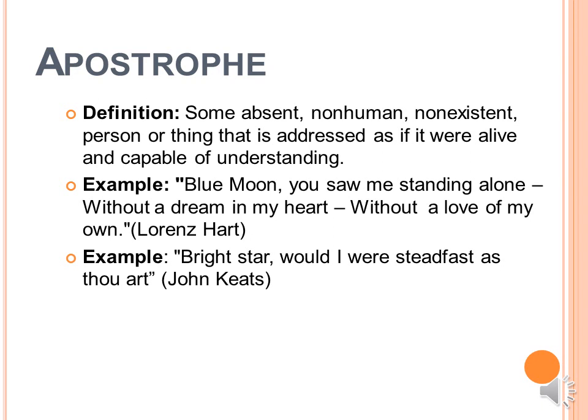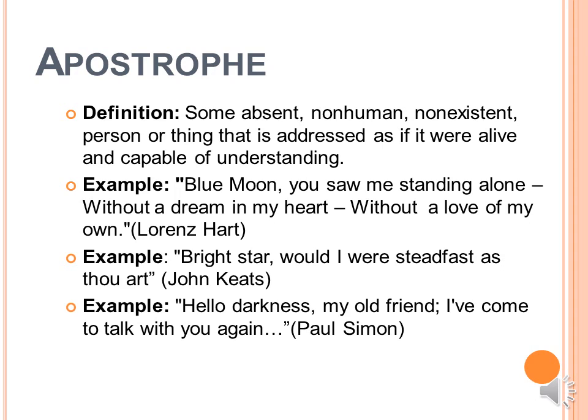So that's apostrophe. Another example, "Bright star, would I were steadfast as thou art." Keats is addressing the star as though it can hear him. Or in this case, "Hello darkness, my old friend, I've come to talk with you again," by Paul Simon from Simon and Garfunkel. Darkness is not Simon's friend. It's not aware of him. Darkness is just the absence of light. That's all it is. But in this case, Paul Simon is speaking to it as though it could understand him. So that's apostrophe.